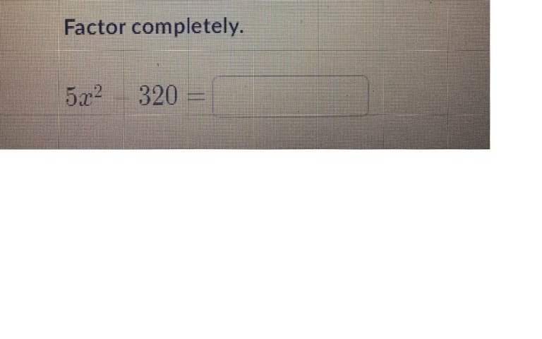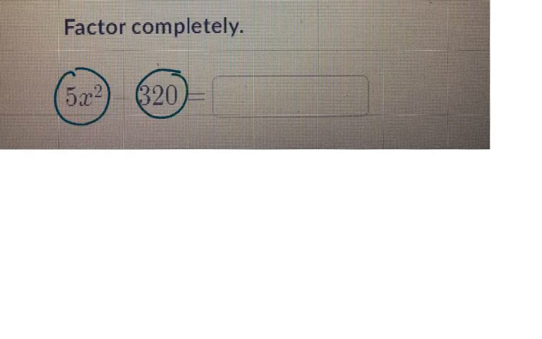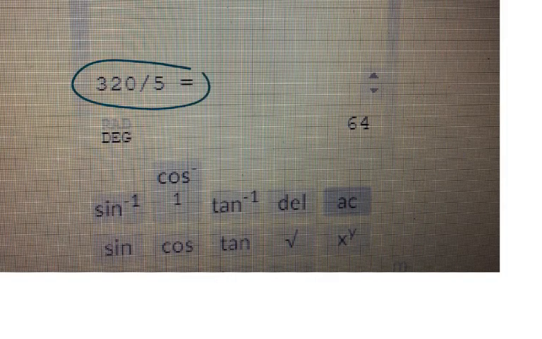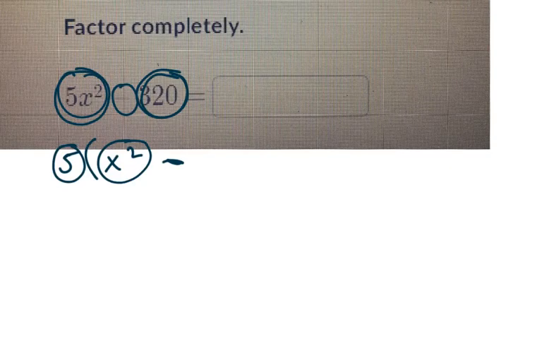This one here. It's not a perfect square, is it? 5 and 320 are not perfect squares. But couldn't we factor out a 5 first? So 5 times x squared is 5x squared. We have a minus. And most of you can't do 320 divided by 5, so let's go to our calculator. 320 divided by 5 is 64. So we know that 320 becomes a 64.